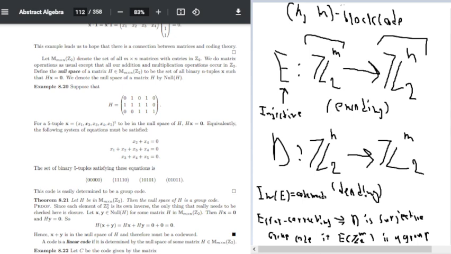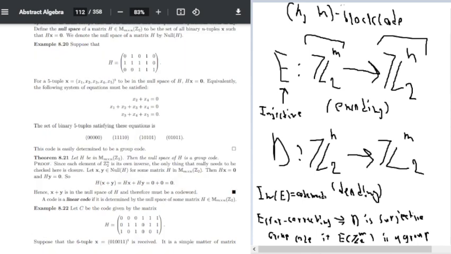Example 8.20. Suppose that H is equal to the matrix shown. I'm not even going to read this whole thing out loud; you can see the matrix. For a 5-tuple x = (x1, x2, x3, x4, x5) to be in the null space of H, Hx equals 0. Equivalently, the following system of equations must be satisfied: x2 + x4 = 0, x1 + x2 + x3 + x4 = 0, x3 + x4 + x5 = 0. The set of binary 5-tuples satisfying these equations are (0,0,0,0,0), (1,1,1,1,0), (1,0,1,0,1), and (0,1,0,1,1).